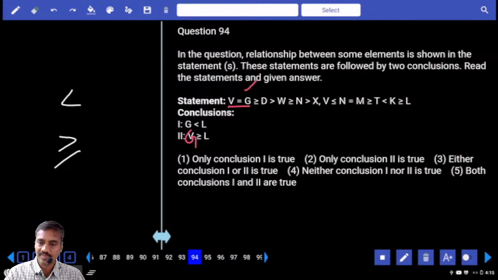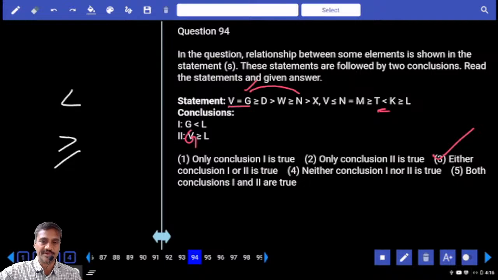Now G is here and L is here. N is common, G to N greater than, and N to L there is lesser than. Hence two opposite symbols between these two. Hence it is either 1 or 2, choice 3. 94, it is choice 3.